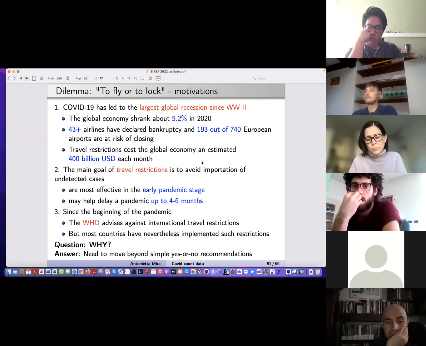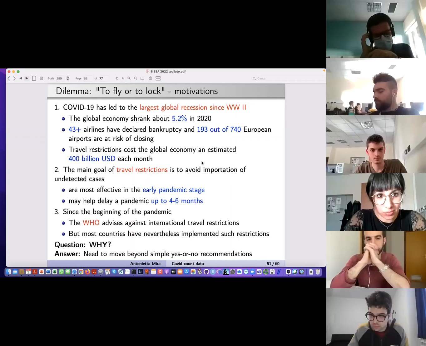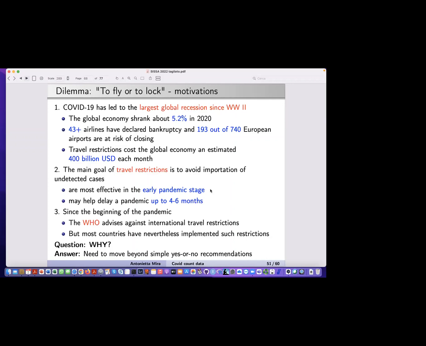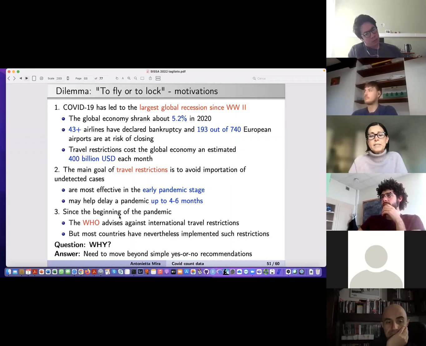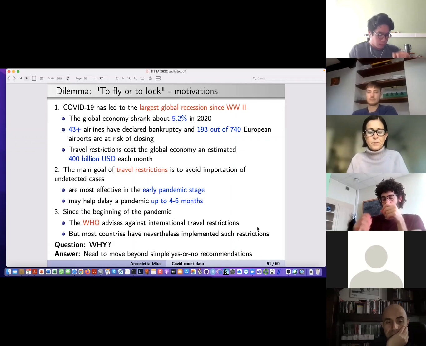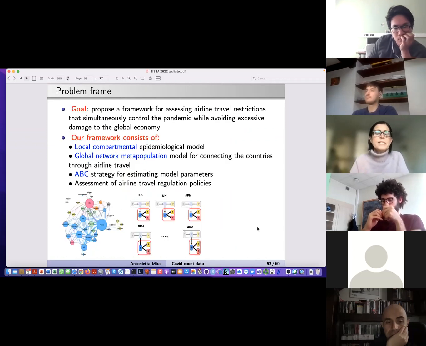But in order to prevent the pandemic from spreading, many countries enforce travel restrictions to avoid importing undetected cases. Those travel restrictions have been proved to be effective in the early stage of the pandemic, but not in the later ones, and may help delay the pandemic by up to 4 to 6 months. But from the very beginning of the pandemic, the WHO advised against international travel restrictions, but still many countries have nevertheless imposed those travel restrictions. So the question is why are there so many travel restrictions? Well, the reason is that the recommendations are of the form you're allowed to travel or you're not allowed to travel, or if you're coming from a red country, you have to quarantine if you travel to another country. So this is the question that we're trying to address.